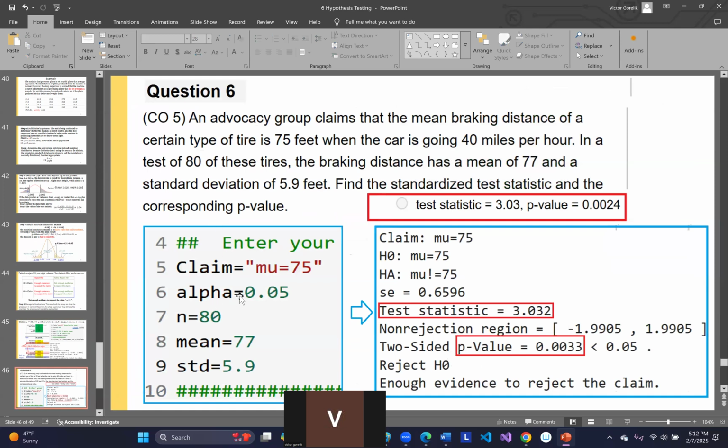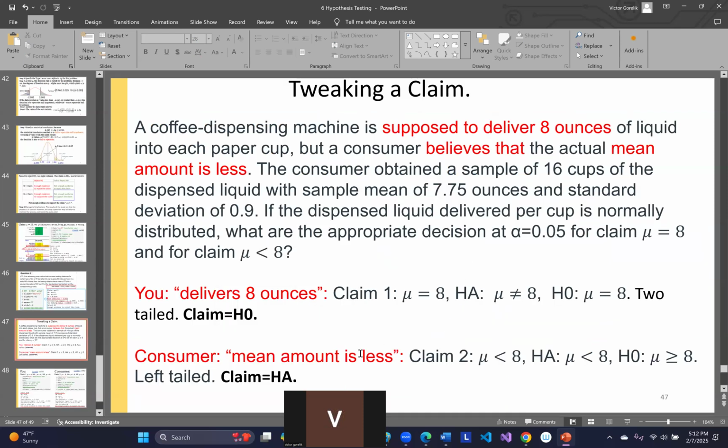The next problem is from the textbook. You have a claim mu equals 75, a sample of size 80 with mean 77 and standard deviation 5.9. What is the p-value? The textbook suggests 0.0024. The week 6 calculator and Collab 6 suggest 0.0033.